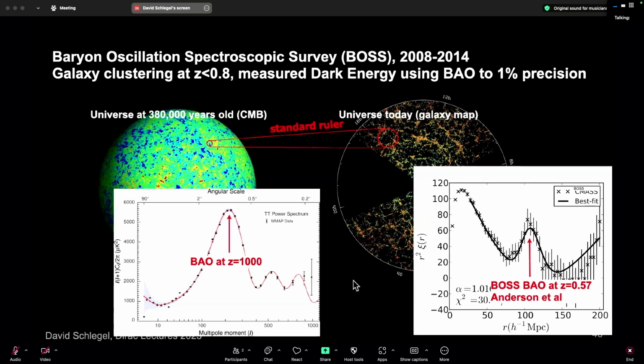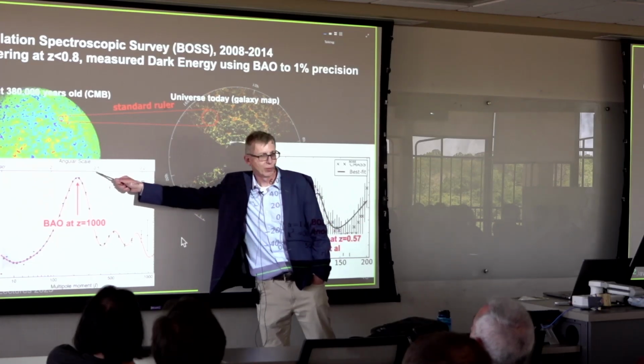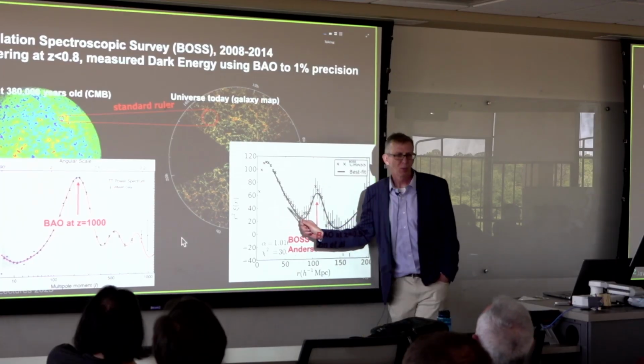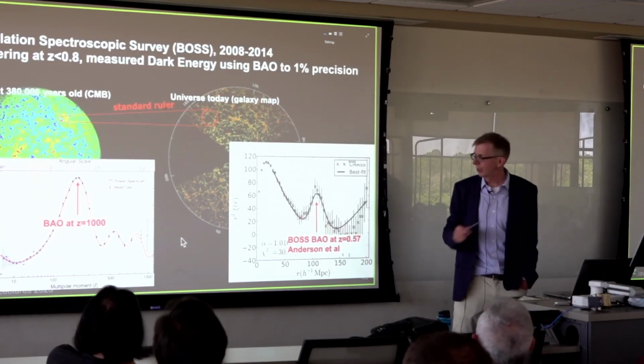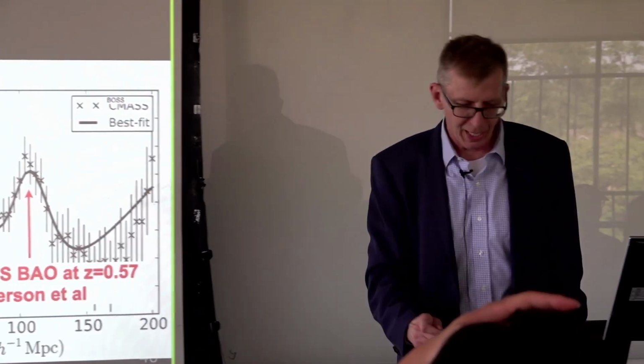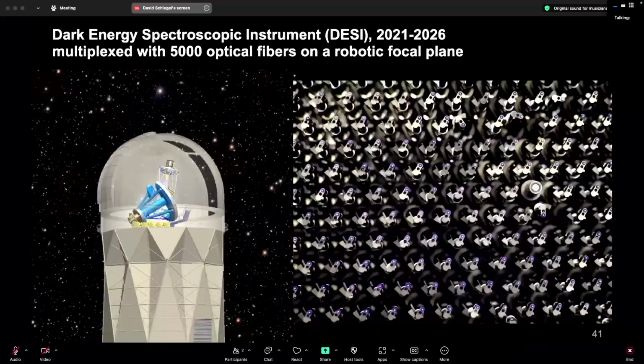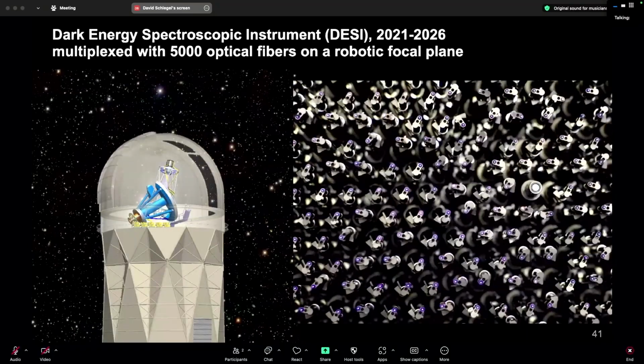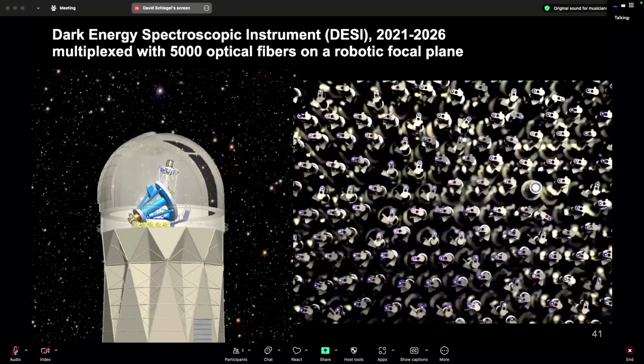Okay. And then Leach already talked about this, so this becomes a standard ruler, where these same features that we see at the surface of last scattering, we see in the late time evolution of the universe as these BAO features. Okay. So that was the Sloan Digital Sky Survey.